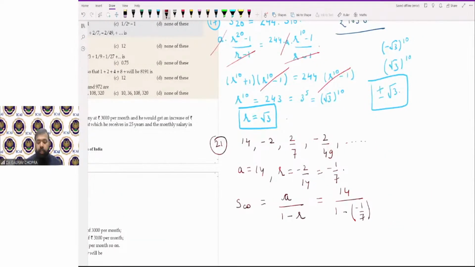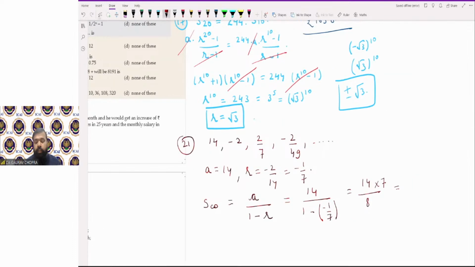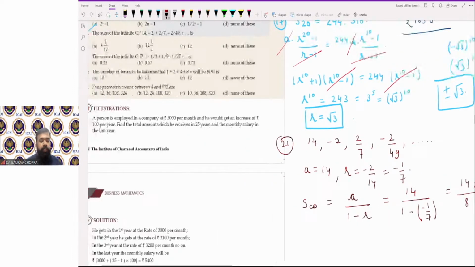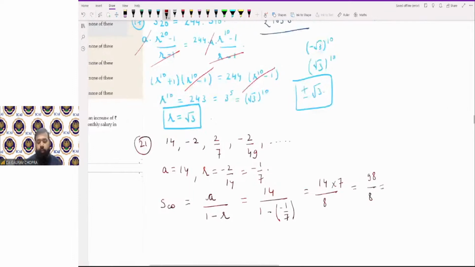So you can simplify this. 14 upon 8 by 7. Now you can divide this. So 14 into 7 is how much? 98, and 98 upon 8. 98 upon 8 you have to solve, and your correct answer is 12, 1 by 4. 12, 1 by 4.